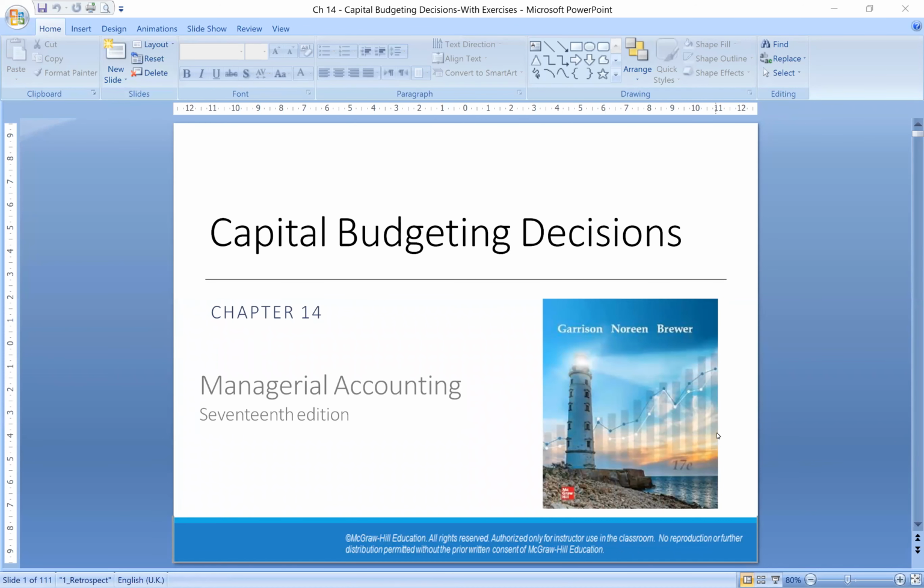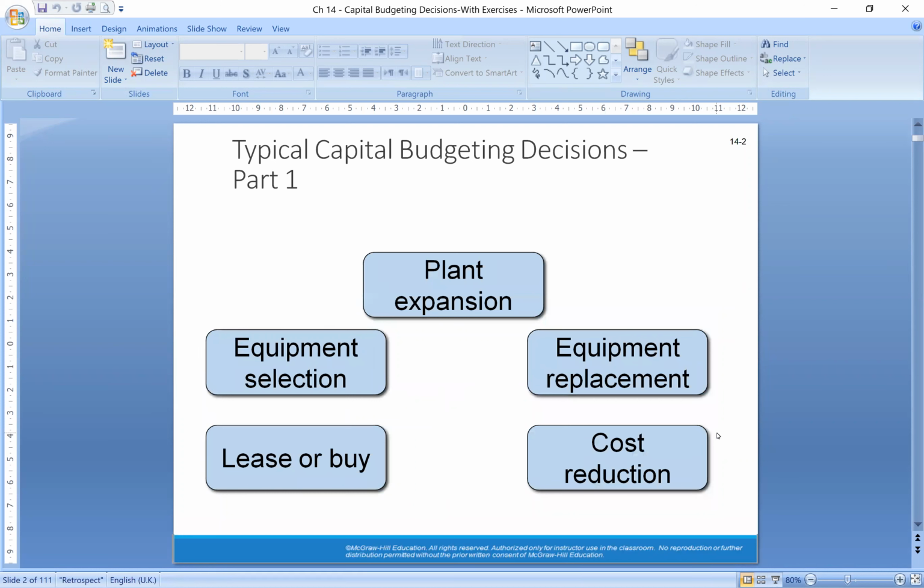So this is the first lecture in chapter 14, which is the budgeting decisions. Budgeting decisions are one of the good examples or good applications for decision making again. If you remember chapter 13, we talked about decision making also. What are the decisions that we discussed in chapter 13?